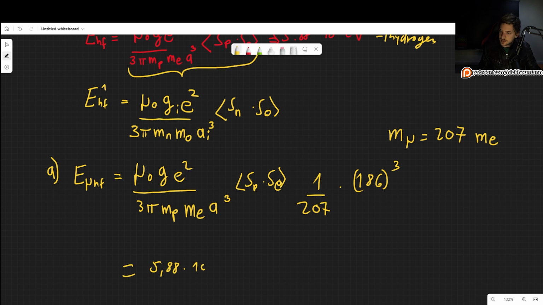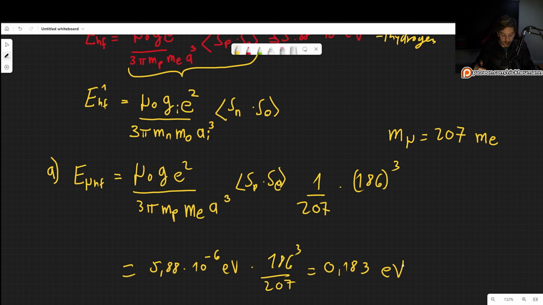5.88 times 10 to the minus 6 electron volts times 186 cubed divided by 207. Now, what does this give us? This is 186 cubed divided by 207 times 5.88 times 10 to the minus 6. So this is 0.18, I guess you can go 18.3 electron volts, right?